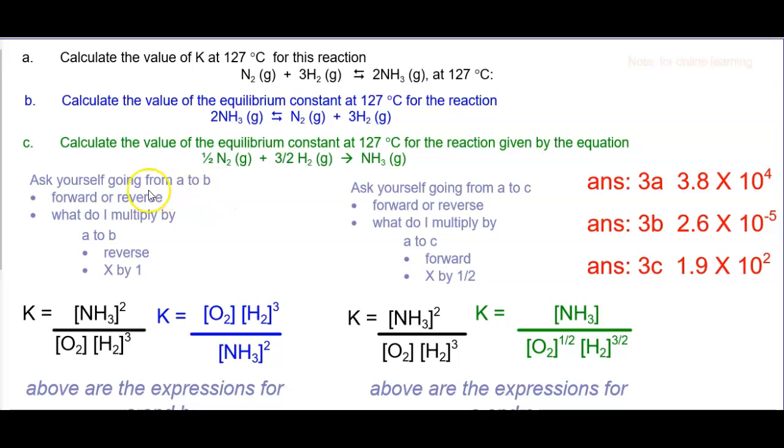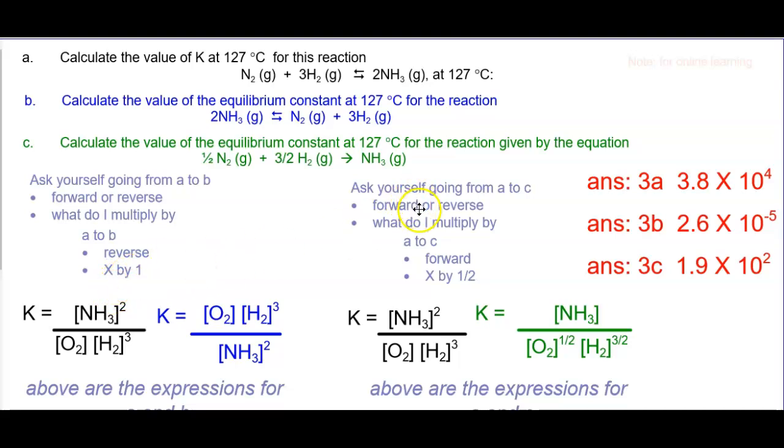Welcome back. Ask yourself now, looking at A and B, did I have to get from A to B forward or reverse it? One of the two. Either kept it forward or reversed it. And then the second question you're going to ask yourself is, what did I multiply by? So to go from A to B, I had to reverse the reaction. That means I write the products first, then the reactants. And then you would have had to multiply by 1. Even though multiplying by 1 seems kind of obvious, you need to write that because you want to always remember these two things to ask yourself: forward or reverse, what do I multiply by?